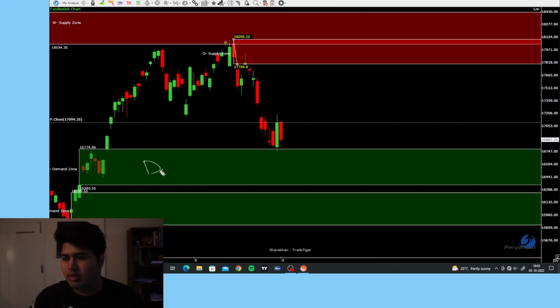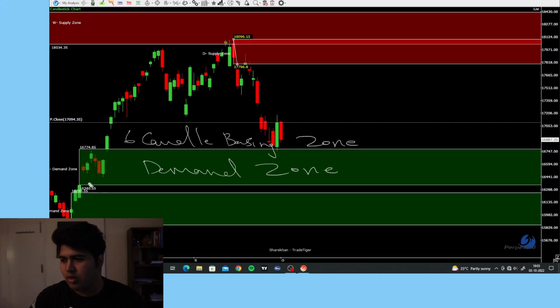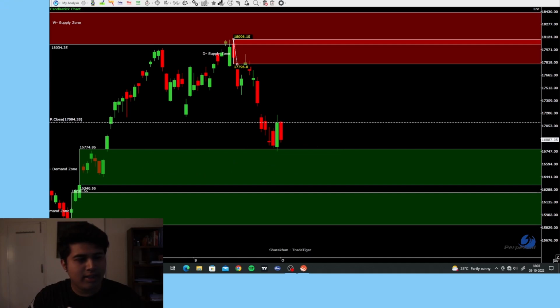So this is a demand zone that I've marked. It is a 1 2 3 4 5 6 candle basing zone, and as you have seen, it has reacted. Yesterday this big green candle was formed, and the reason for this is because there is a very nice gap that's here.